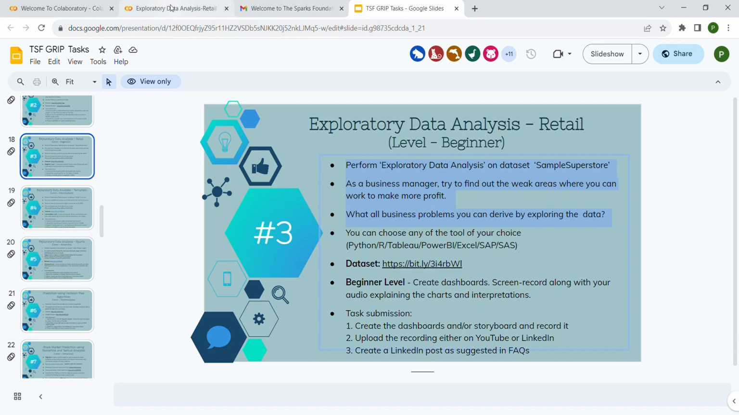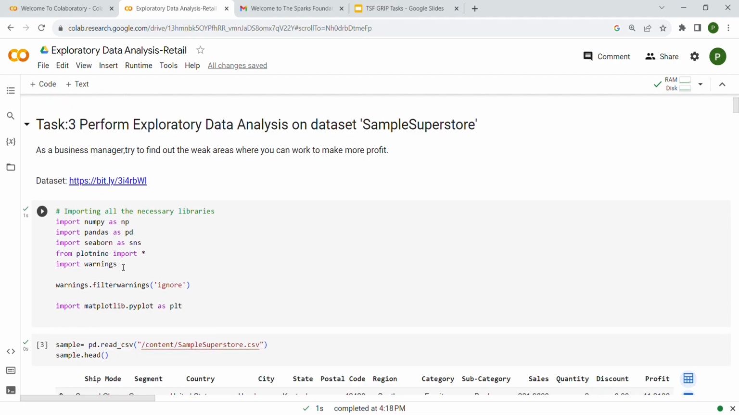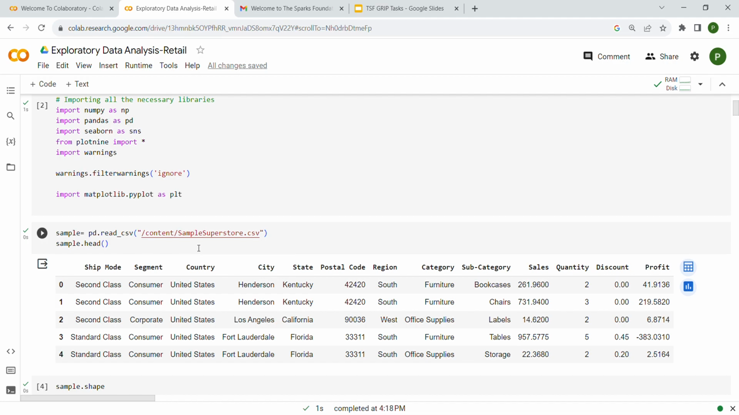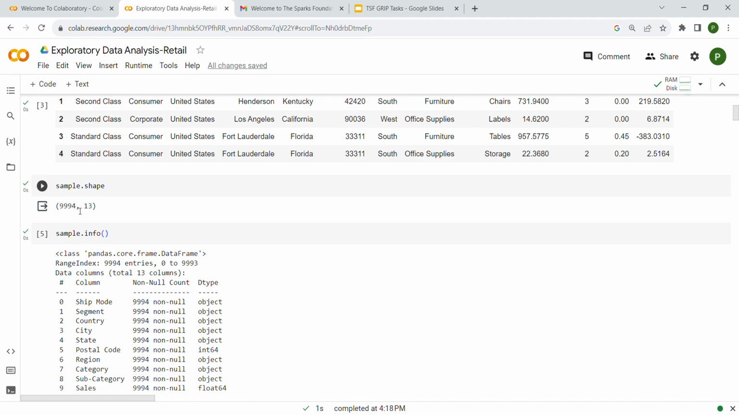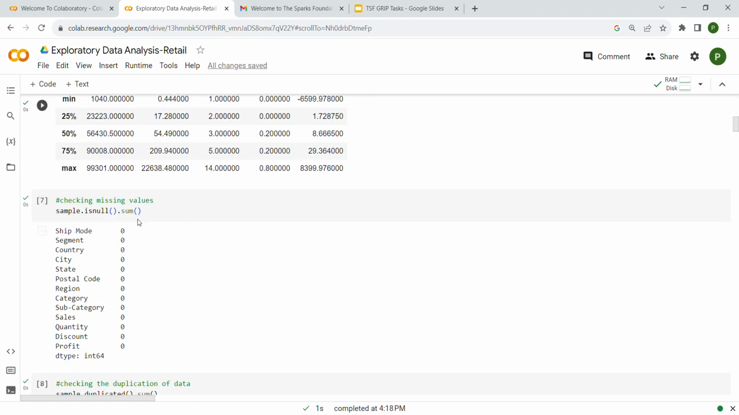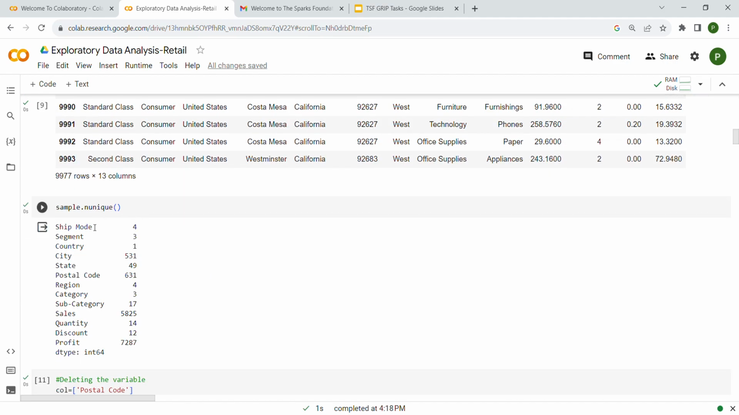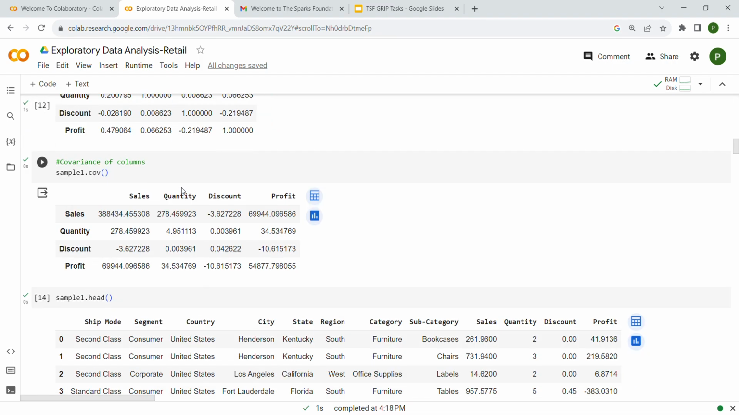So let's get back to the work. The link I have attached here, you can access the data from the given link. After importing all the important libraries and reading the data, here we got the top 5 records. Then sample.shape, the rows and columns we are getting, sample.info, the same things we used to do before, nothing new, checking the null values, checking for the duplication of data. These are all things we used to do previously for our tasks 1 and 2.